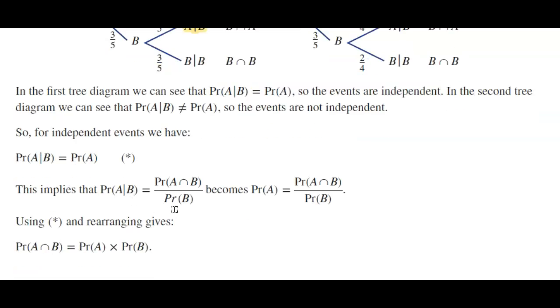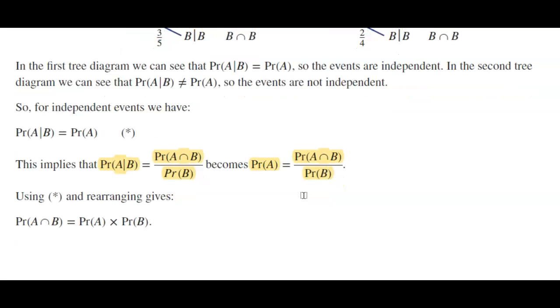Now, that goes on to imply that the probability of A and B over B, so that's the conditional probability formula, becomes the probability of A. So for independent events, A given B is equal to A. It's the same formula, but instead of A given B, we've got the probability of A. So when they're independent, the probability of A is the same as the probability of A given B, which means that this is the same. Okay, so that's just explaining how independent events work.